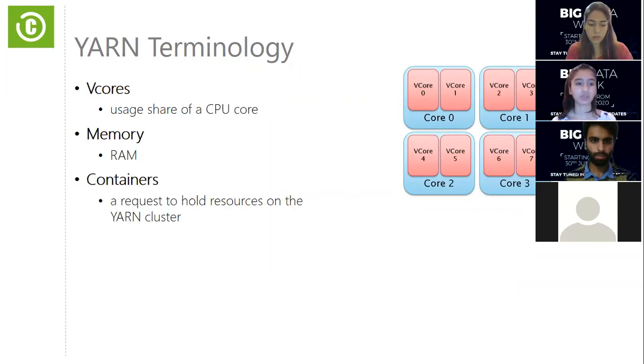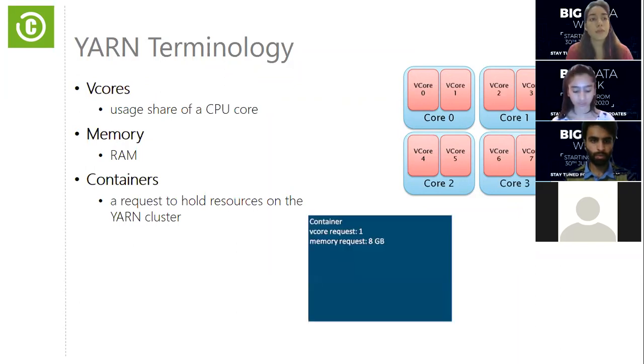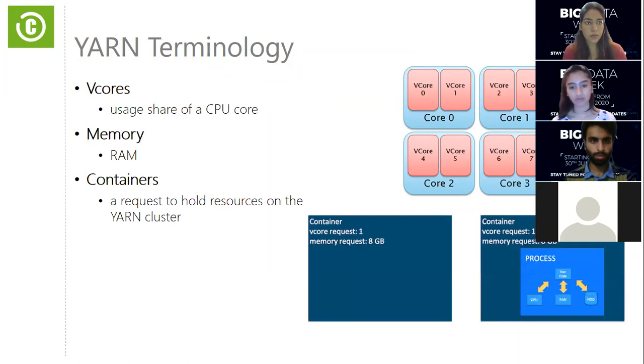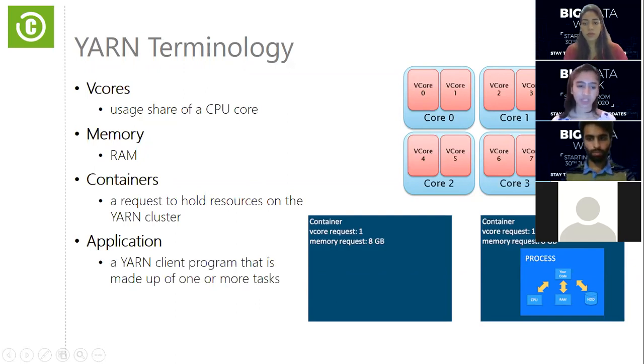And then there's memory, which is basically RAM, and then there's the concept of containers in Yarn. So containers are a request to hold resources on the Yarn cluster. It's a collection of physical resources. There can be multiple containers on one node. And we can run processes in containers. It can be a Linux process or a Python application. In this image, we can see that this is our container and it's requested 1 vCore and 8 GB of memory, and then eventually it's running a process. And then an application is just a Yarn client program that is made up of one or more tasks. Are there any questions?